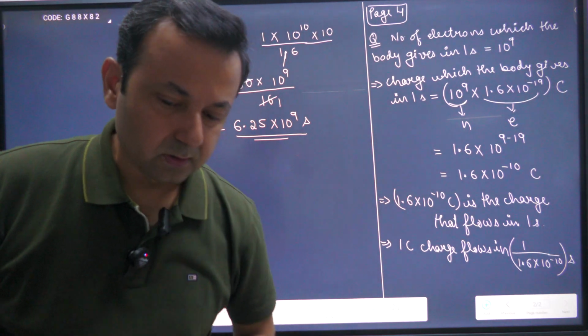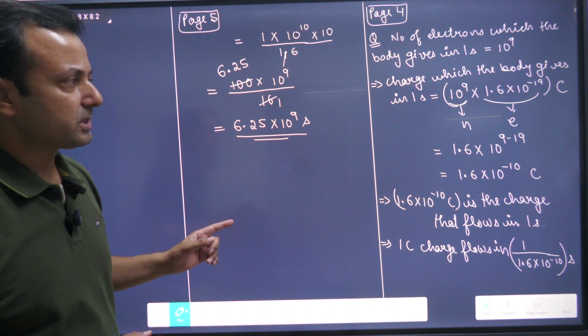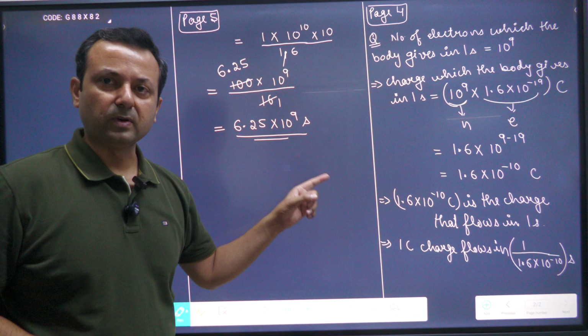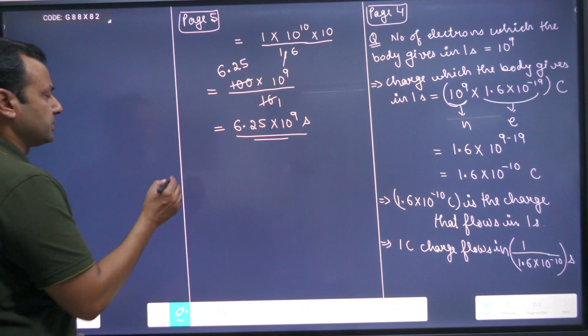So far we have done two properties of electric charge. First was additivity, second was quantization, and this numerical was based on quantization of charge. Now, the third property of electric charge is conservation of charge.